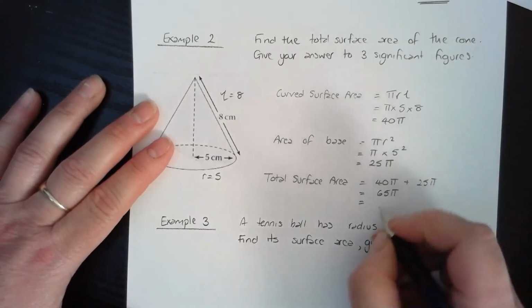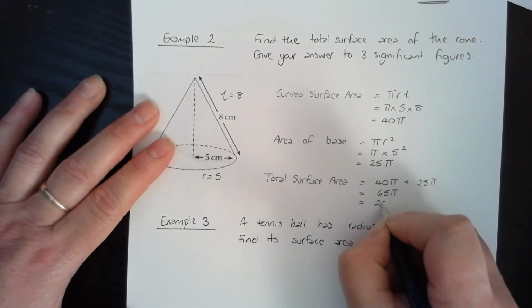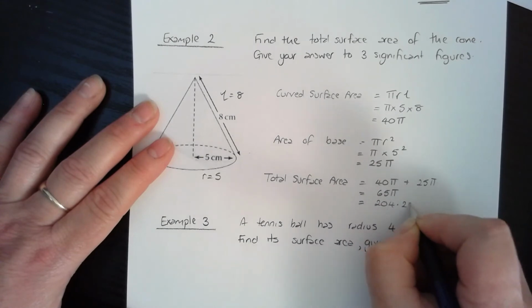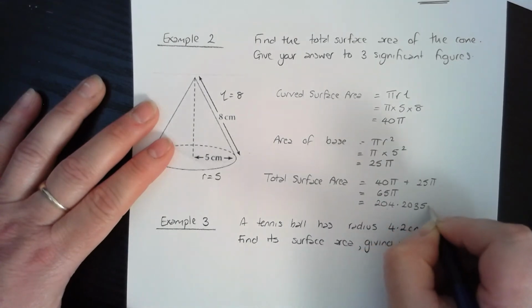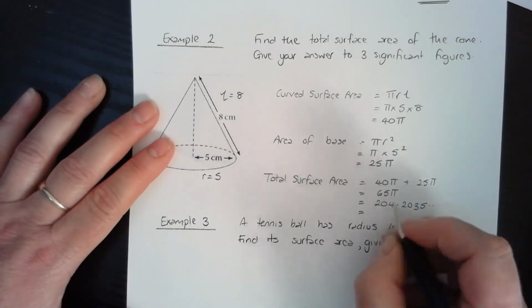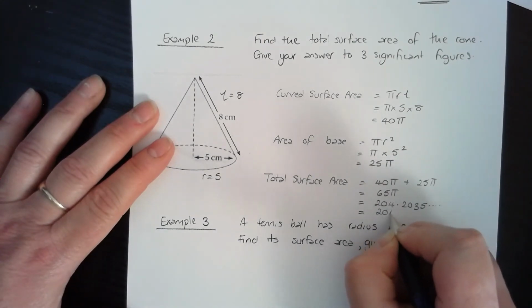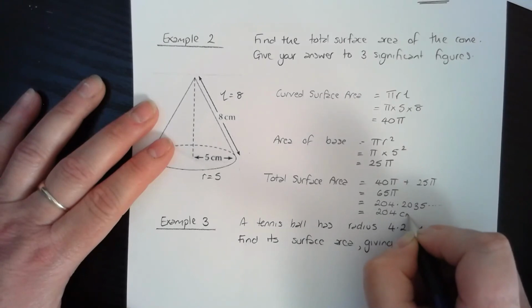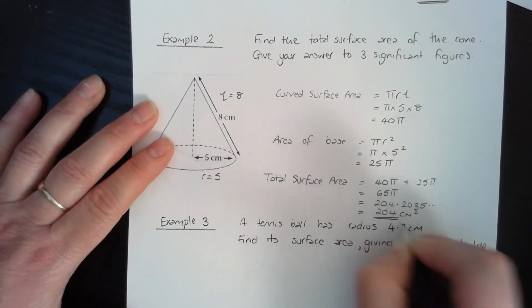So that's 204.2035 and to round it to 3 significant figures is 204, and it's an area, so square centimetres, just enough space.